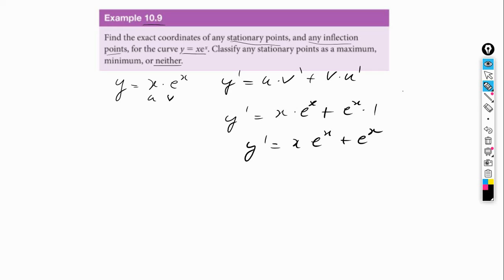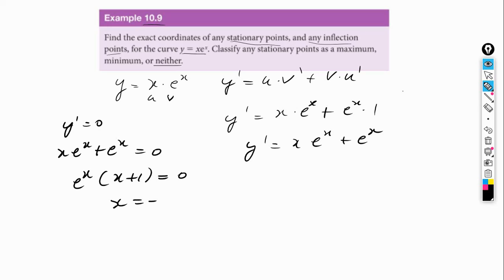So if we set the derivative equal to 0, we're going to get that x times e to the x plus e to the x is equal to 0. Factor out e to the x. So it's going to be e to the x times (x plus 1) is equal to 0. And the only solution here is going to be x equals -1, because there's no way that e to the x can equal 0. Right? This never touches the x-axis. e to the x never touches the x-axis, so it cannot equal 0.